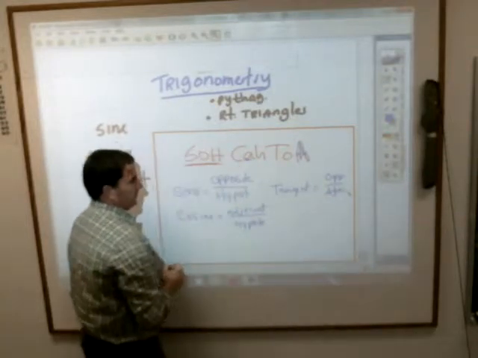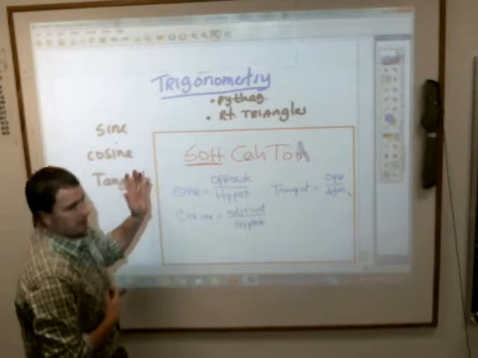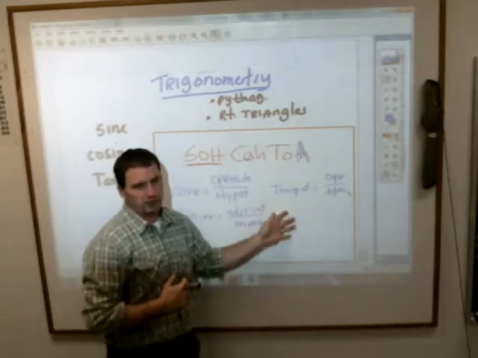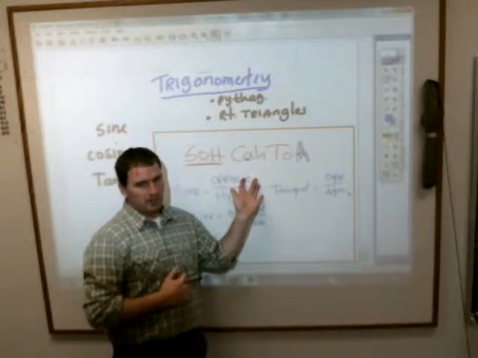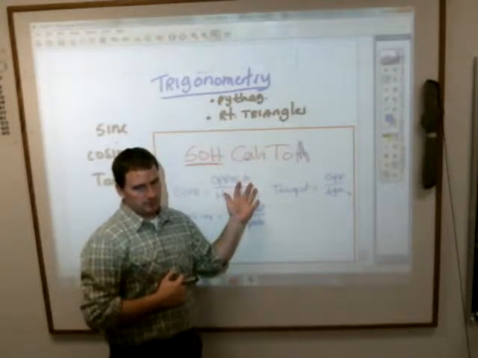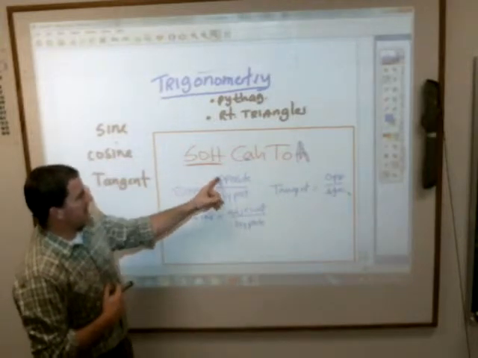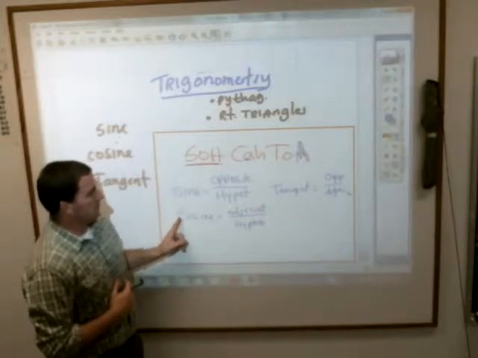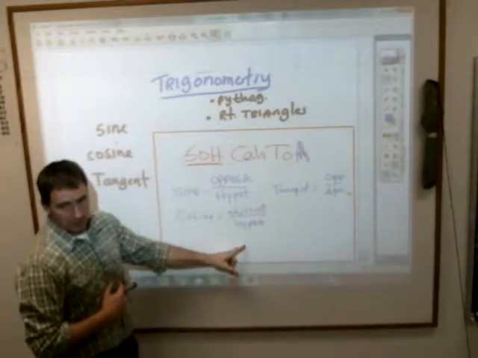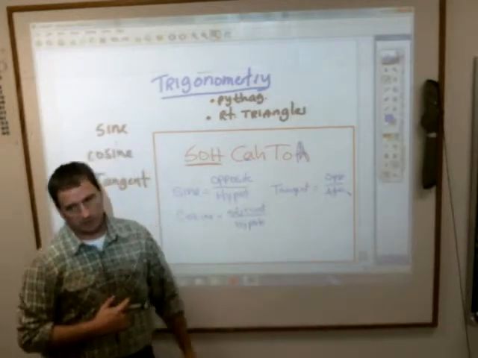Yes, it's like the Native American language is what we have here. If you can remember this little saying, it'll be very easy for you. Otherwise, you'll have to keep going back to your reference sheets, which you don't necessarily want to. So sine is opposite over hypotenuse, cosine is adjacent over hypotenuse, and tangent is opposite over adjacent.